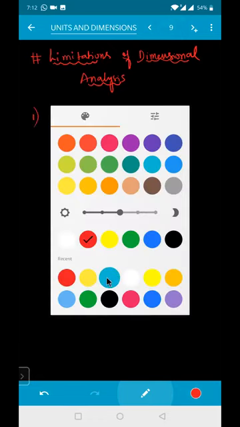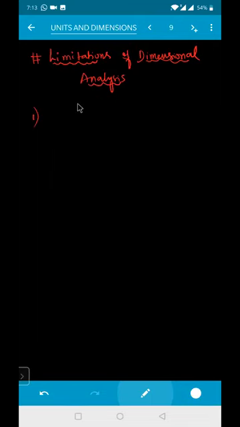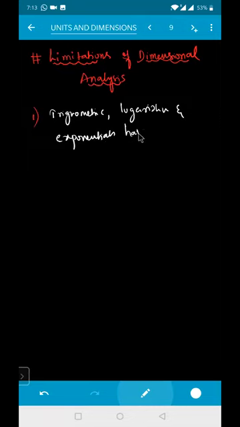What are the limitations you see right now? The first limitation is we cannot determine the value of dimensionless constants. You can just check the dimensions for this. Trigonometric values, logarithmic values, and exponentials have no dimensions. The first one is trigonometric values, logarithms, and exponentials have no dimensions.